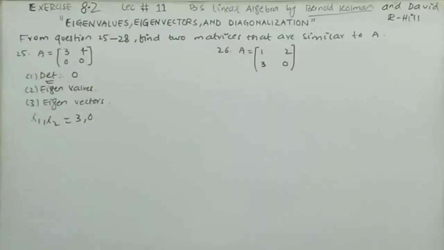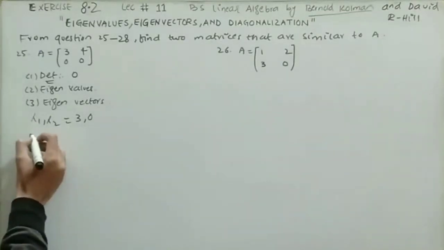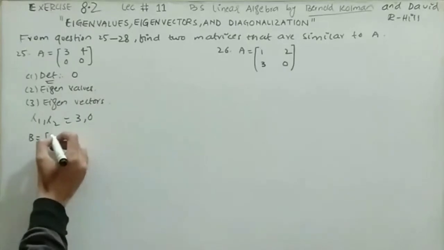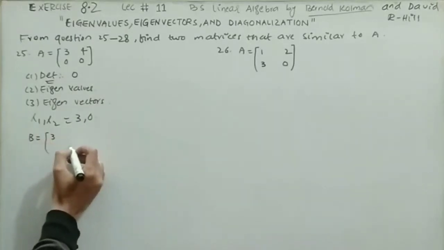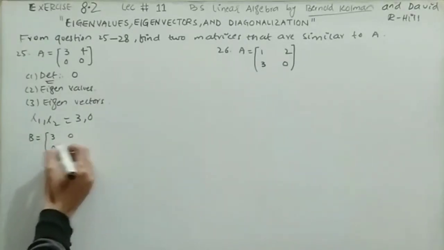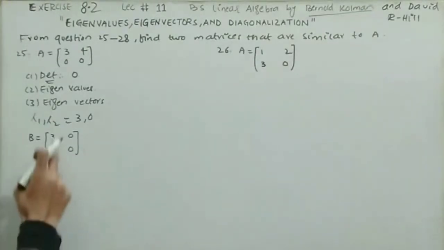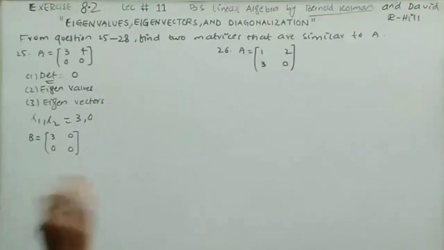So from here, I generate a matrix B equal to [3, 0; 0, 0]. On the main diagonal lie the eigenvalues 3 and 0, and the non-diagonal entries are 0. The determinant of this matrix is 0, and the eigenvalues are 3 and 0, and the eigenvector condition will also be satisfied.